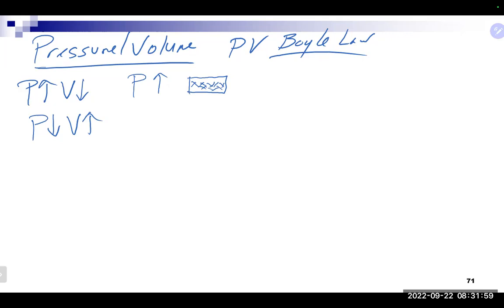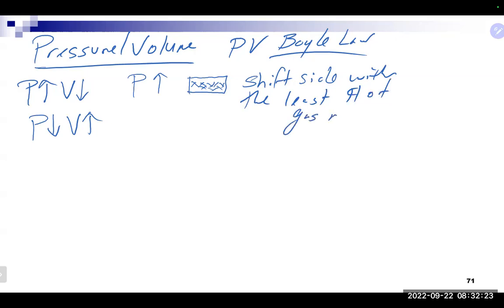So the change that's occurring when we're stressing the system by shrinking the volume is we're starting to see the pressure rise. To fix that, we want to bring the pressure back down. And in order to do that, because the volume is smaller, it would shift to the side with the least number of gas molecules.